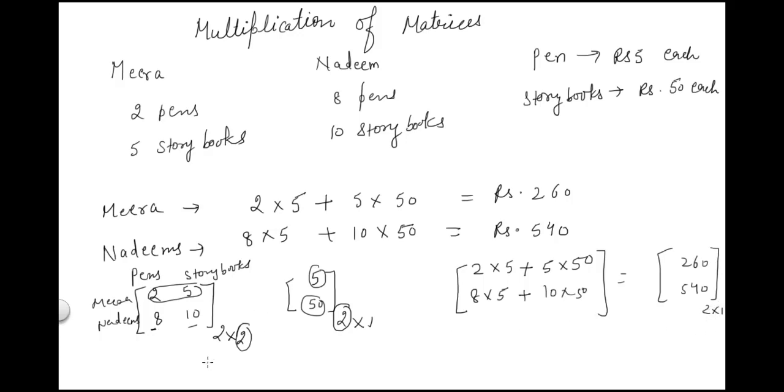If the first is, suppose, m cross n, then here we should have n cross p. That means the number of columns of the first and the number of rows of the second are the same. Then the resultant matrix will have the order m cross p, that means here 2 cross 1. Clear? Let us understand it formally.